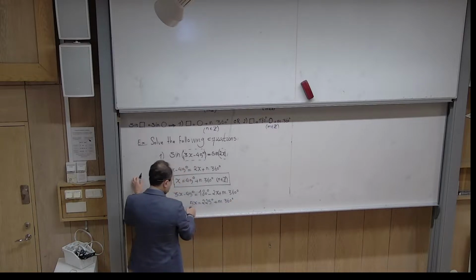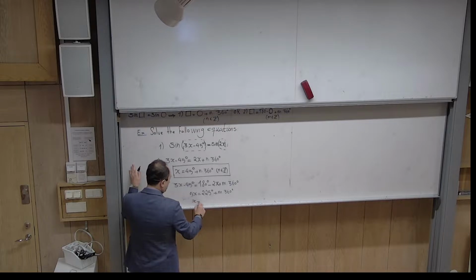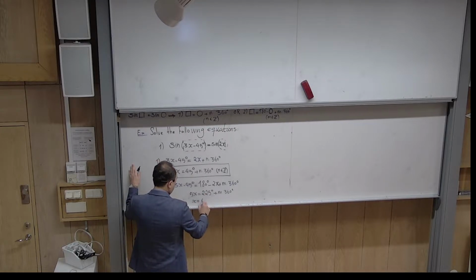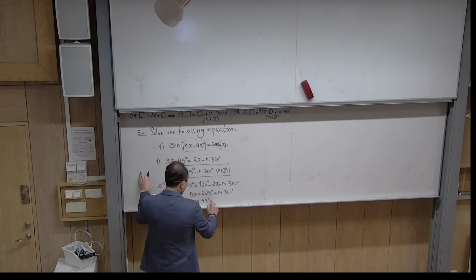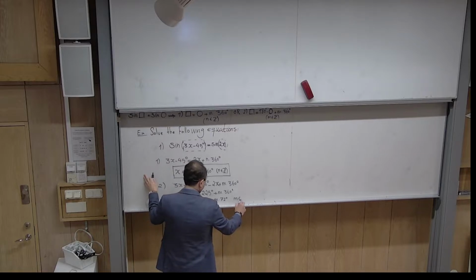But because I am looking for x, I have to make x alone. So I divide everything by 5. This divided by 5 is how much? 45. And then this divided by 5 is 72, yes? And then I would write m belongs to Z.